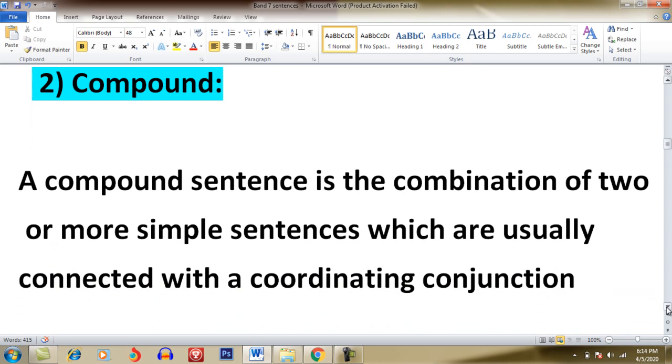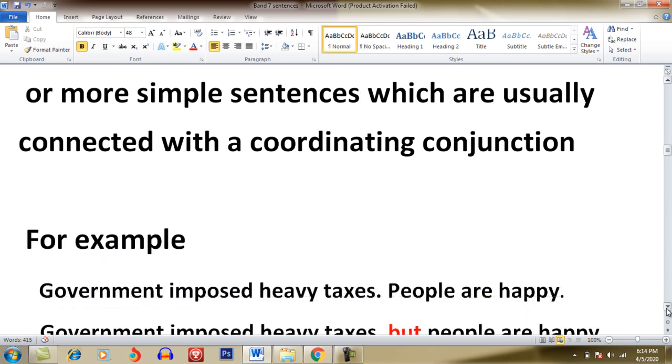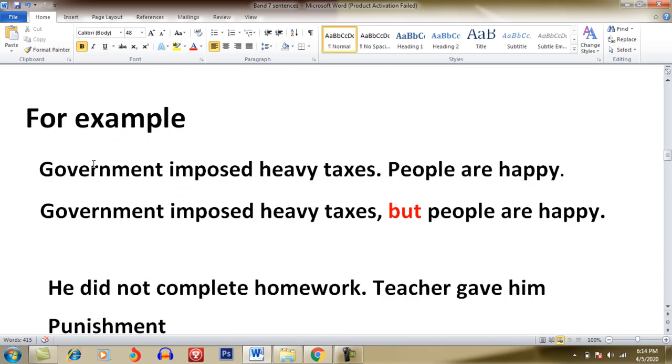A compound sentence is the combination of two or more simple sentences which are usually connected with a coordinating conjunction. Keep in mind, when two simple sentences are combined with a coordinating conjunction, that is known as a compound sentence. For example, government imposed heavy taxes. People are happy. So now I have two simple sentences.